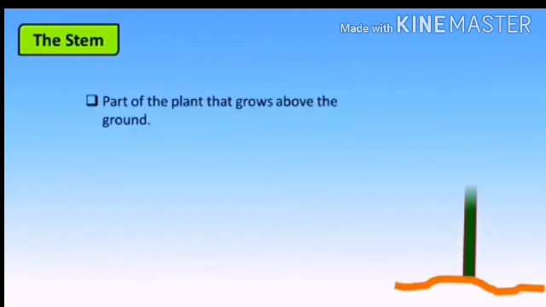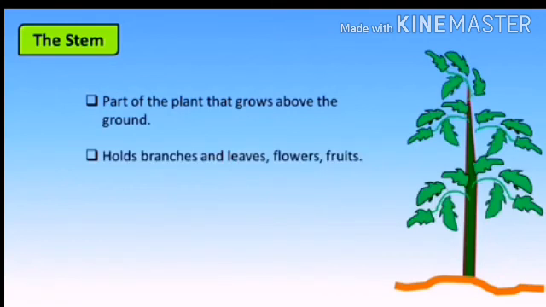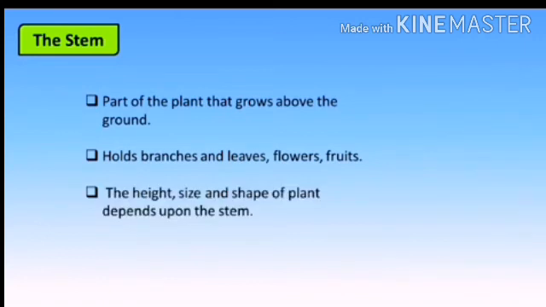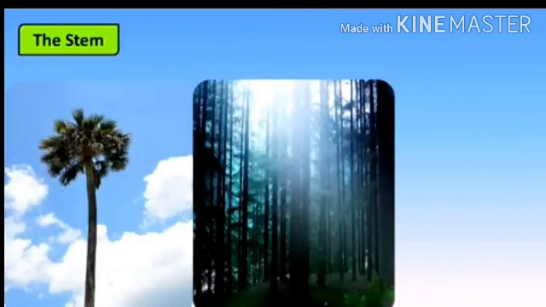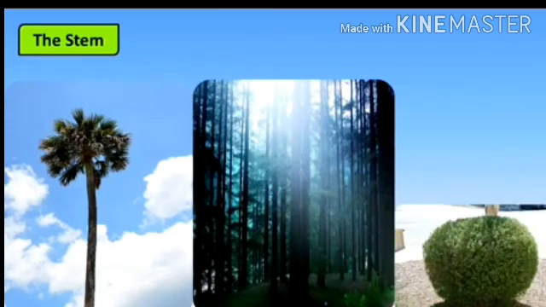That is the stem. It is the part of a plant that grows above the ground. It has branches, which hold the leaves, flowers and fruits. The height, size and shape of the plant depend upon the stem. Some plants have a thick stem, and some have a very thin or flexible stem.